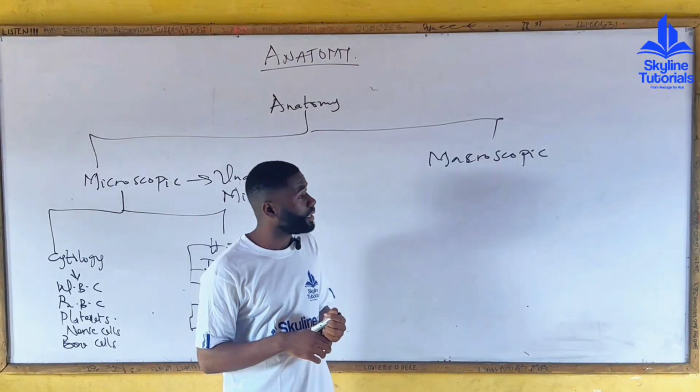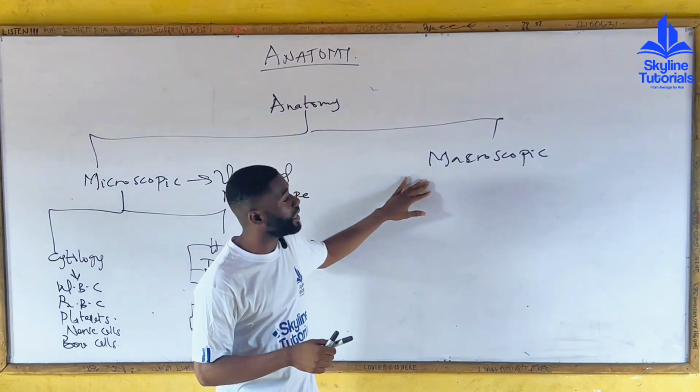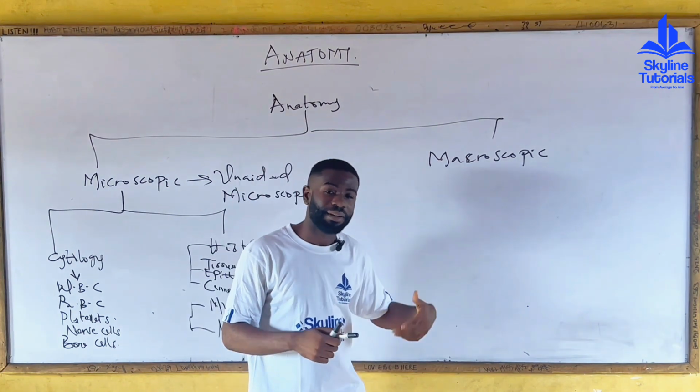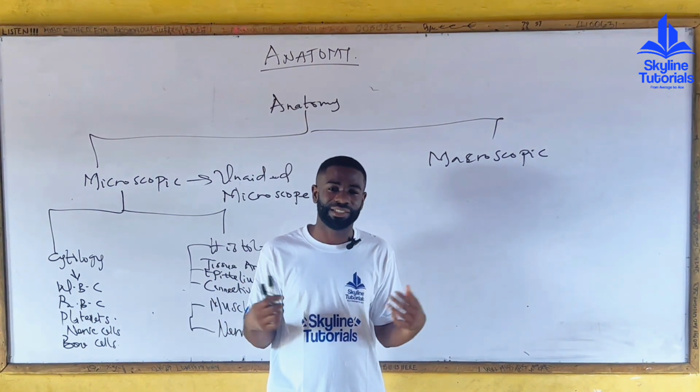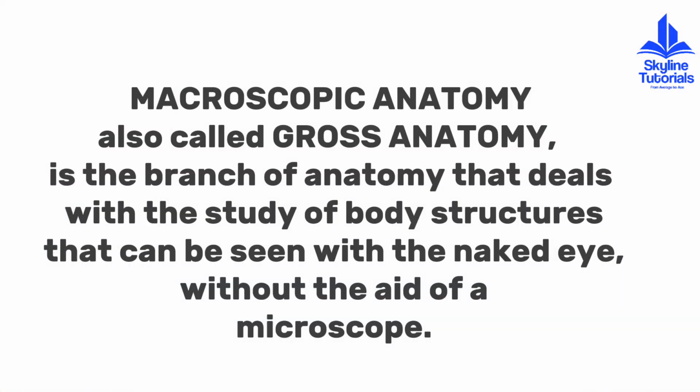Take note of that. The next subdivision of anatomy is macroscopic anatomy. Macro means large, right? Macroscopic anatomy is simply the study of structures that are visible to an unaided eye. Study structures that can be observed with the naked eye. Let's take note of that.